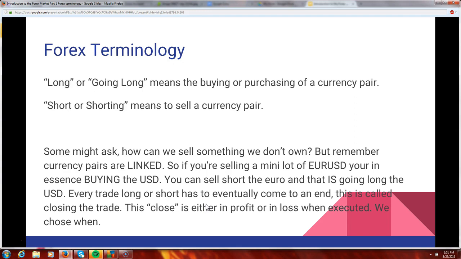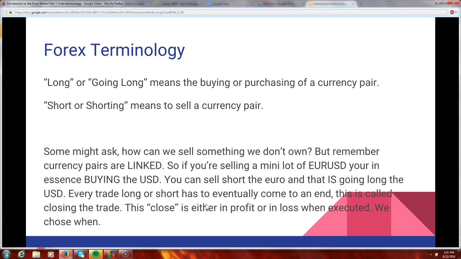Some people might ask, like, how can we sell something we don't own? And I just want you to remember that currency pairs are linked together. Okay, so if you're selling something like the euro dollar, you're in essence buying the US dollar and selling the euro short. Okay, you can sell short things, you can buy things. It's just a linked trade always.